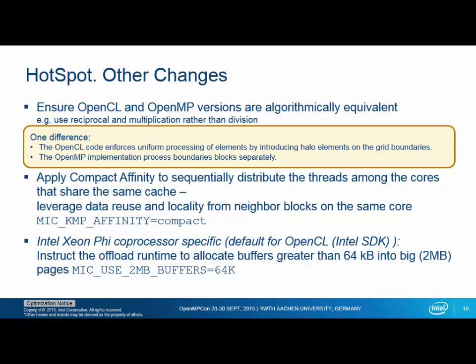And there are 2 points that are specific to Intel Xeon Phi. To decrease TLB misses on Xeon Phi, we forced the runtime to use big pages for arrays that are larger than 64 kilobytes, and OpenCL did it by default. It's already enabled. And also we set up affinity for OpenMP working threads, and again, OpenCL already set up such affinity by default in the configuration.